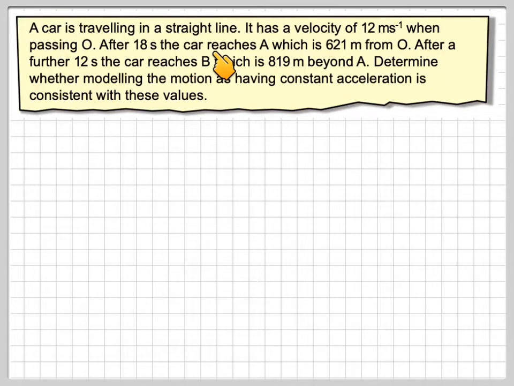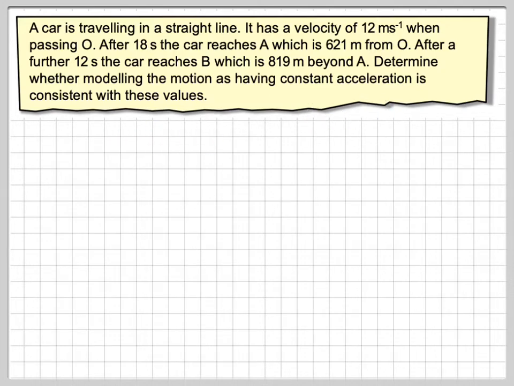Right, a car is travelling in a straight line. It has a velocity of 12 metres per second when passing O. After 18 seconds, the car reaches A, which is 621 metres from O. After a further 12 seconds, the car reaches B, which is 819 metres beyond A. Determine whether modelling the motion as having a constant acceleration is consistent with these values.